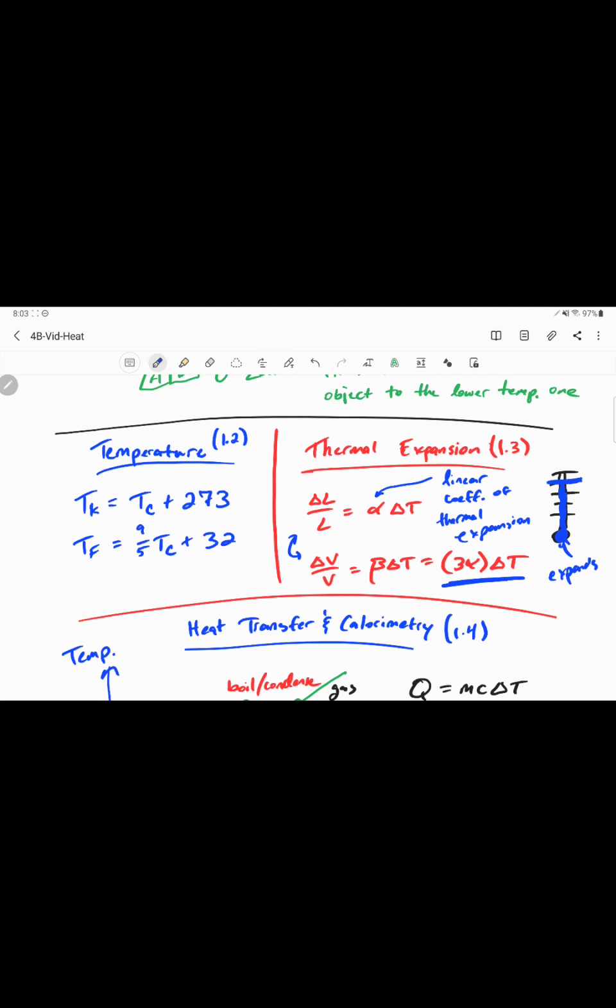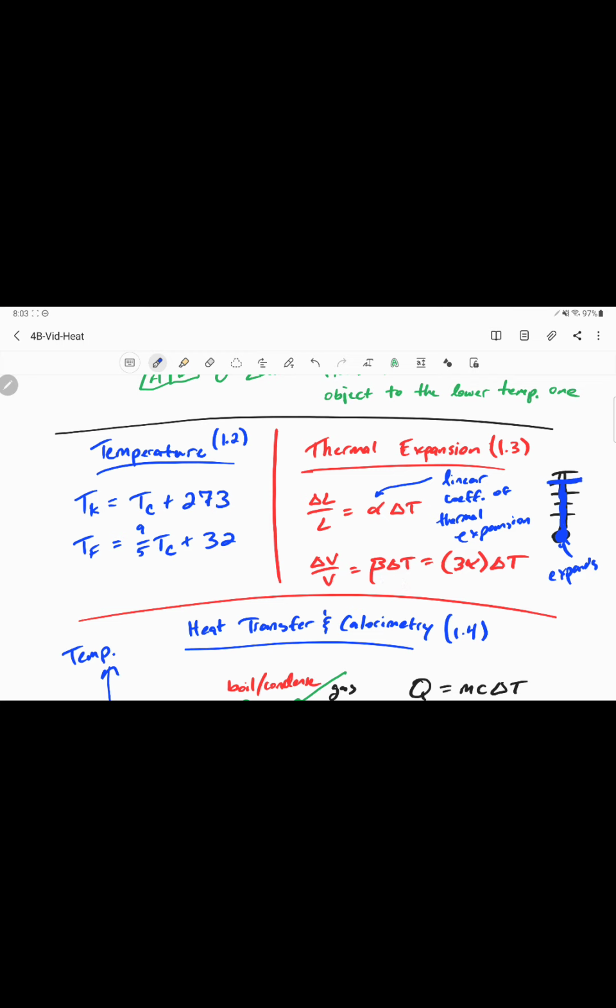And the reason for that is that if you have a box, and it doesn't have to have nice linear dimensions, if you have any object where all dimensions increase by, say, 1%, then the volume is going to increase by 3%, and the area will increase by 2%. So we could create another formula that says delta A over A is 2 alpha delta T. So alpha is the linear coefficient of thermal expansion. This thing beta is the volume coefficient of thermal expansion.